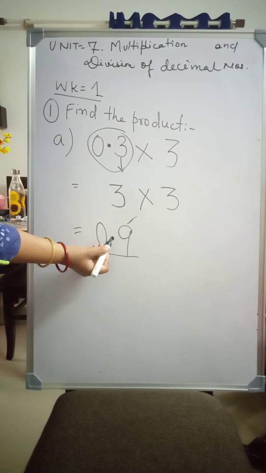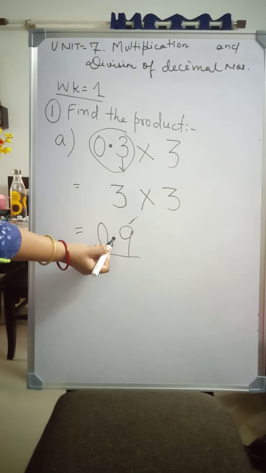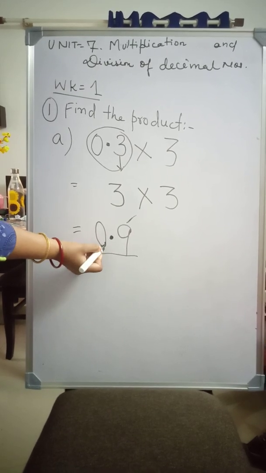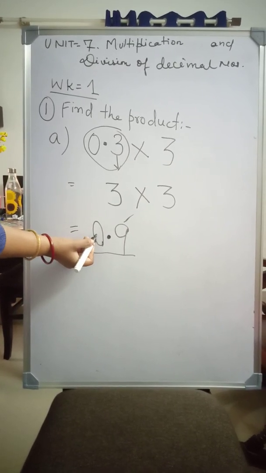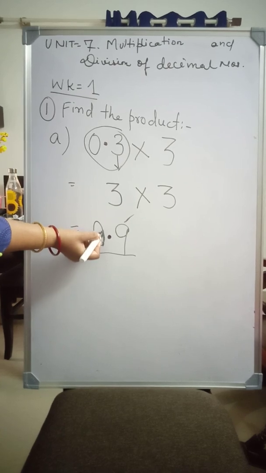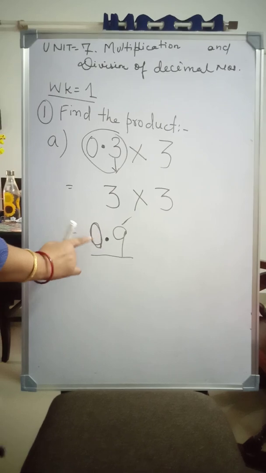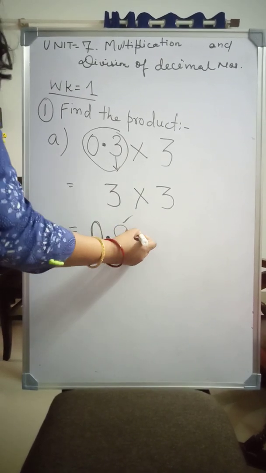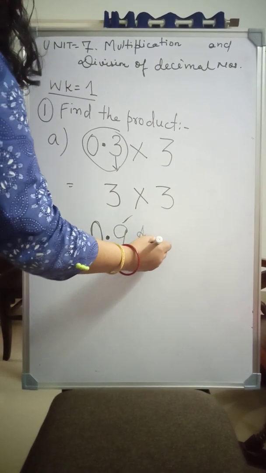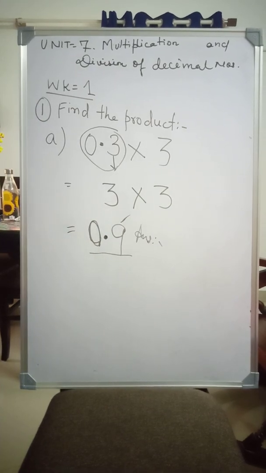After 1, we will put the decimal point here. And then to the left side, where there is no digit, it will be filled with 0. So the answer of the product is 0.9. Now let us come to another example.